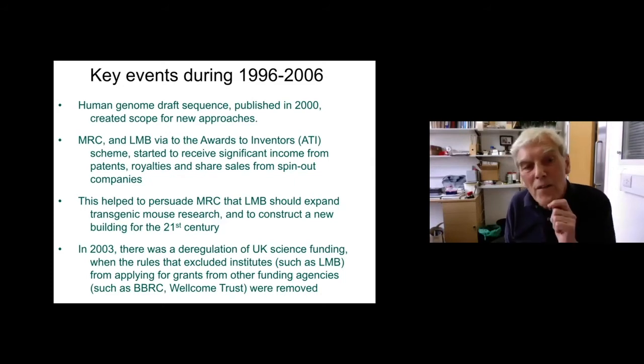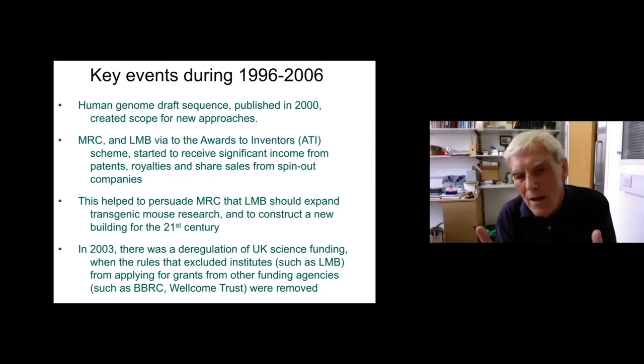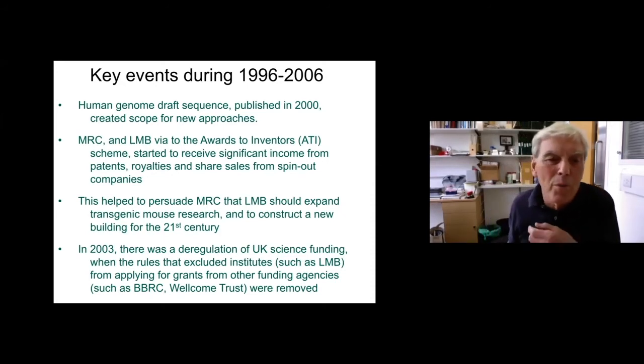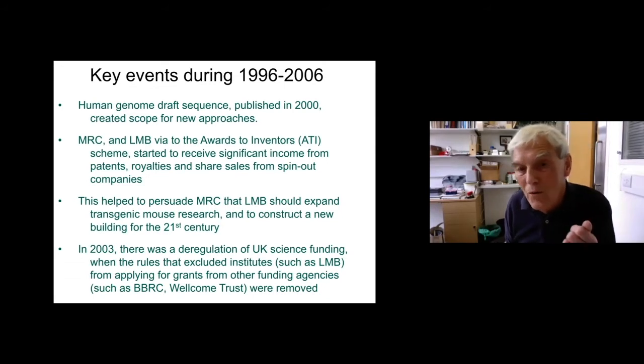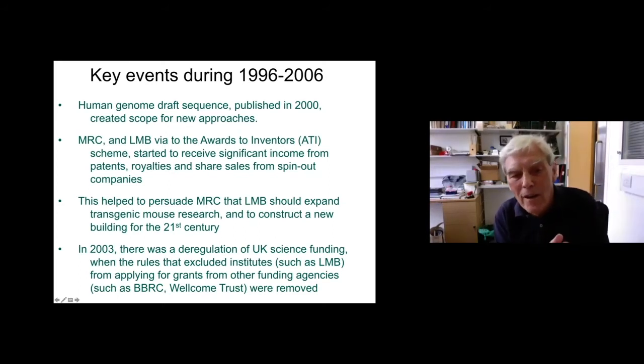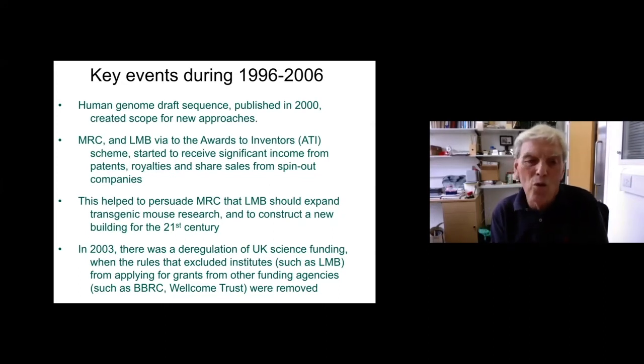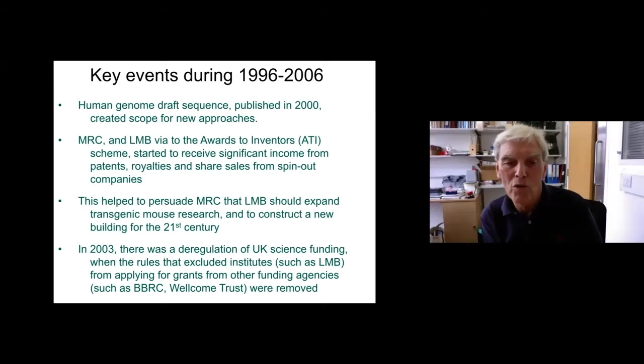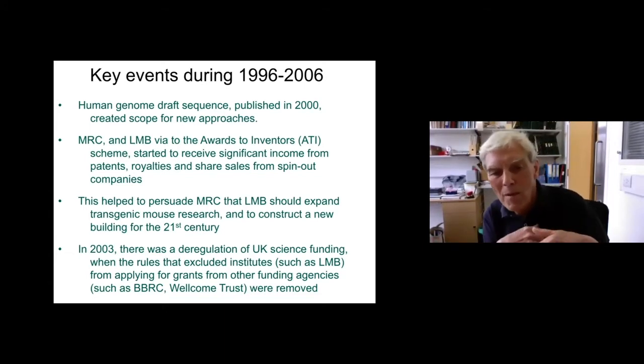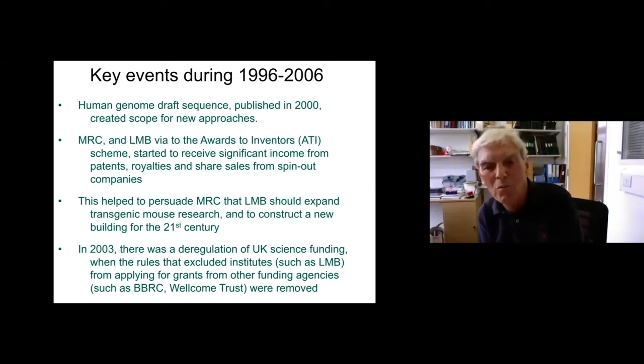And then alongside that, many of the discoveries that had been made and had been translated into patents or company startups started to produce significant amounts of commercial income through patents, royalties, and share sales. And these two things together helped the LMB to persuade the MRC that we should expand into transgenic mouse work. And there was a new mouse house facility with people to look after them, and then a new building which was opened 6 or 7 years ago on the back of commercial income from inventions that were not the prime goal in the early years but became so.